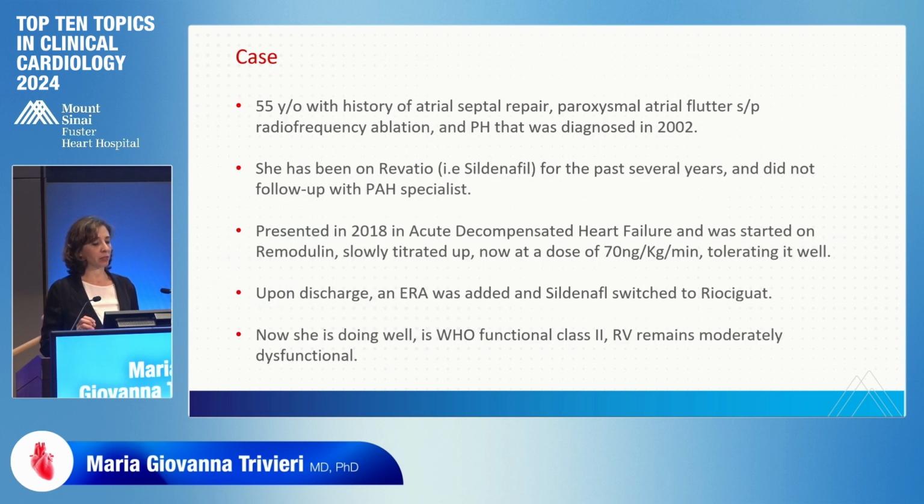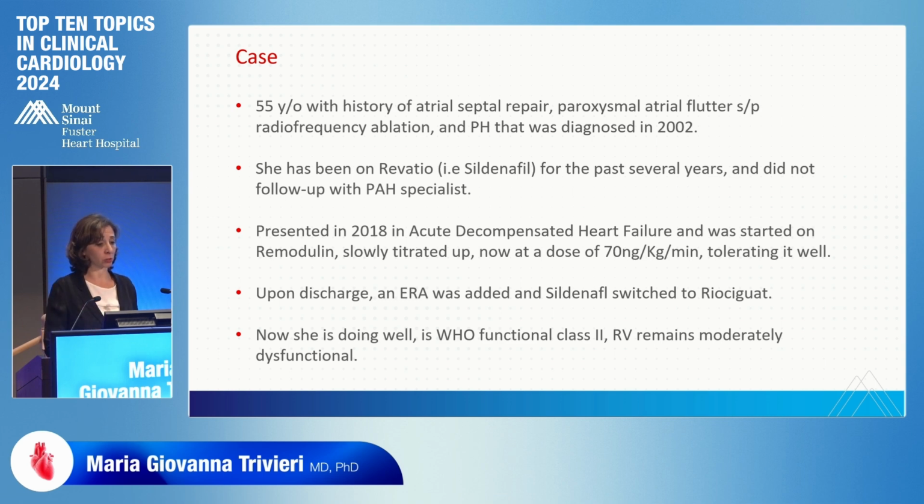Quickly over a case, which I think is interesting, and it brings up some of the issues that we are now facing with the novel therapy. This is a patient of mine, 55, with a history of atrial septal repair and paroxysmal atrial fibrillation, who had a diagnosis of PH in 2002. She was initially started on sildenafil and was lost to follow-up, which is not infrequent, because when patients have a repair of an atrial septal defect, this is considered a curative procedure, and very often patients don't follow up with providers.